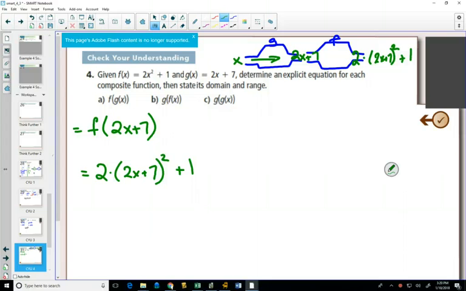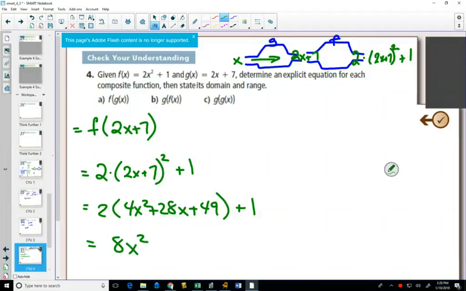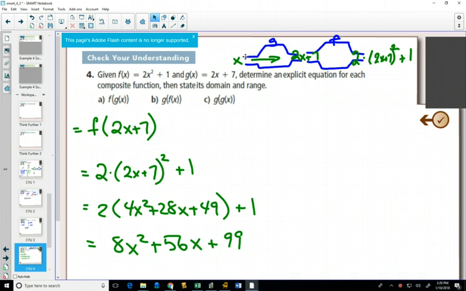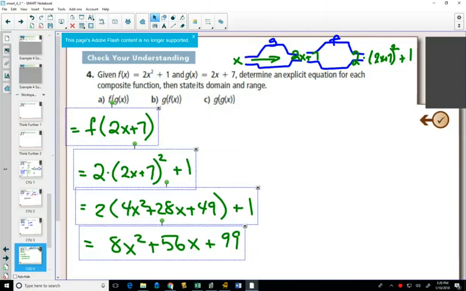And so if we simplified this completely, what would we get? 2x plus 7 squared. Well, you'd have to multiply that out. That'll be 4x squared plus 28x plus 49. Multiply that by 2 and simplify: 8x squared plus 56x plus 98 plus 1, which is 99. We'll worry about domain and range afterwards. On this one, it asks about domain and range, but for right now, we'll worry about that afterwards.